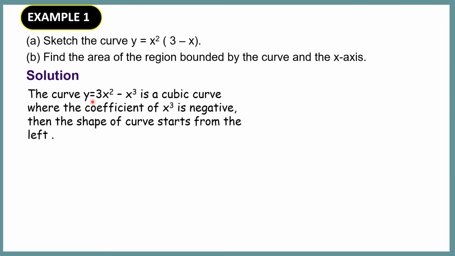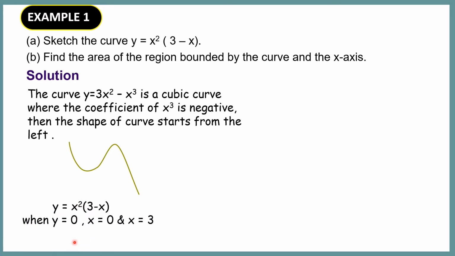Okay, since the curve y equal 3x squared minus x cubed, I have already explained it. It's a cubic curve where the coefficient of x cubed is negative. Then the shape of the curve starts from the left and goes to the right. Next, find the point where it touches or cuts the y-axis and the x-axis. So when y equals 0, x is 0 and x equal 3. Thus, the curve passes through 0, 0 and 3, 0.